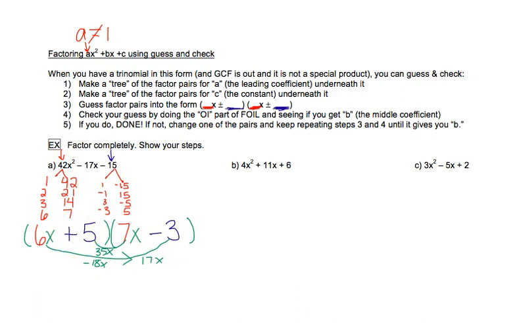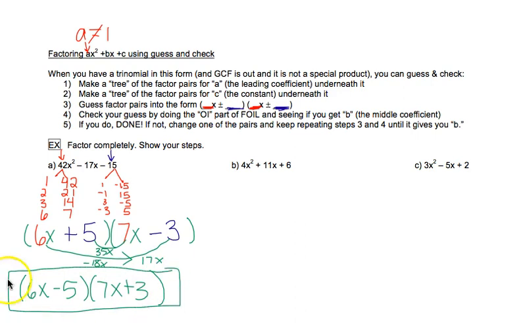So this isn't right. However, because I got the right number but the wrong sign, it means that I've got the right numbers in the places. I just need to switch the signs on these guys. So that means that it needs to be 6x minus 5 times 7x plus 3. If you check that, that's positive 18, negative 35, which does give you that -17 in the middle. So if we FOIL this whole thing out, it would give us back our original, so we know we factored it correctly.